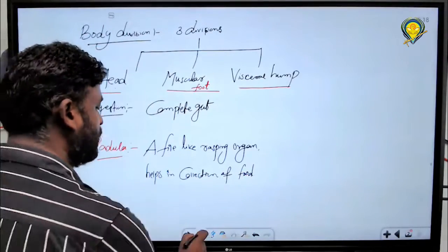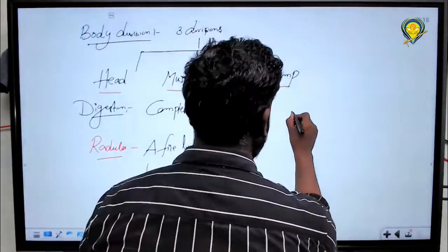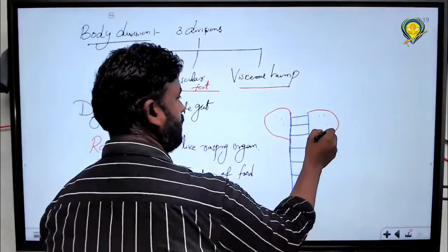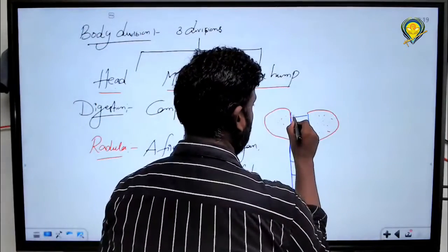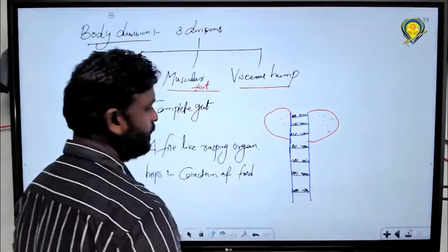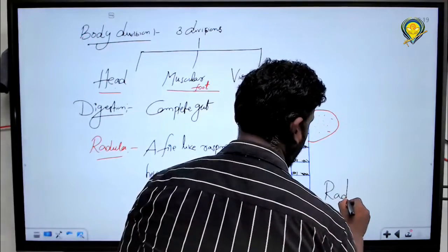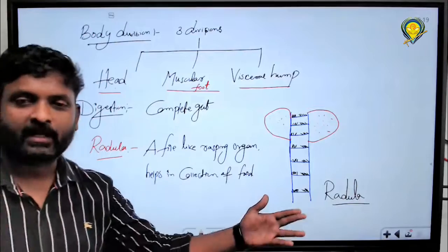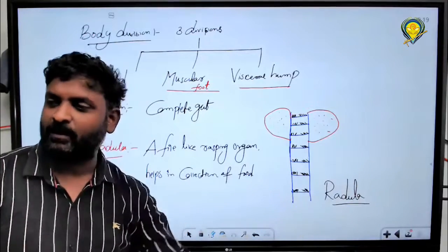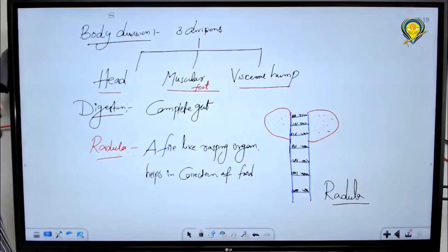Very good, right? I'm going to draw the diagram of the radula. This is the diagram of the radula, which helps in collection of food. With the help of this only, they can collect the food. Got it? Very good. So this is the radula.